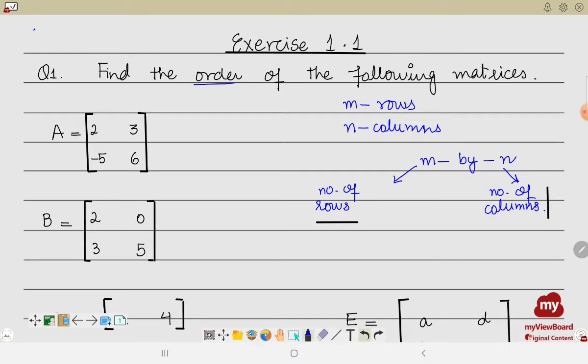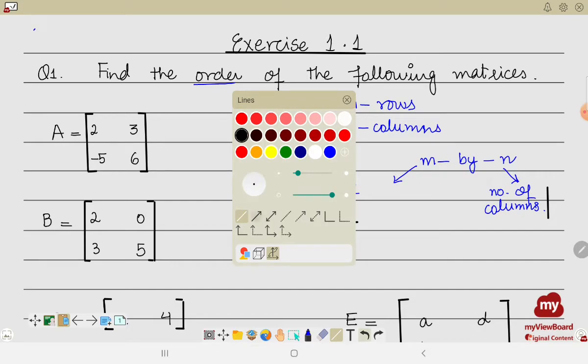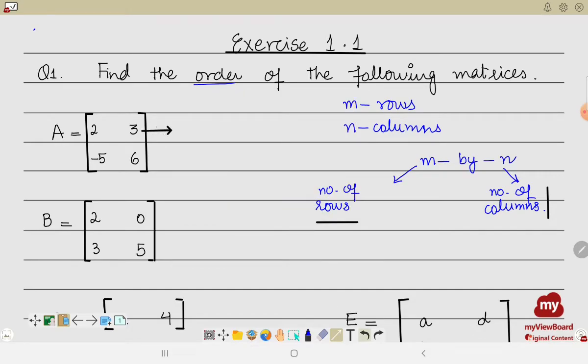Now let's find out the order of this matrix, which is represented by the capital letter A, in which we have how many rows and how many columns? Let's see. We have 2 rows and 2 columns. So the order will be represented by 2 by 2. You don't need to make these arrowheads. These are just for your understanding.